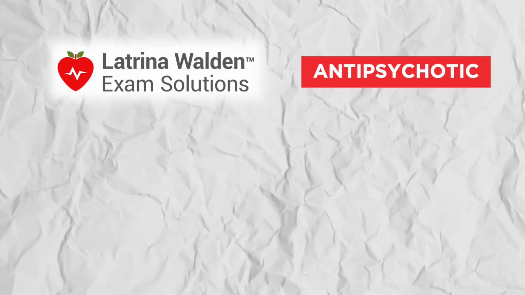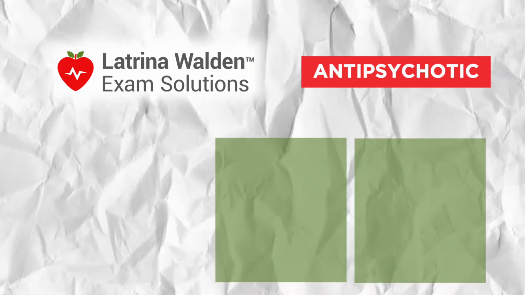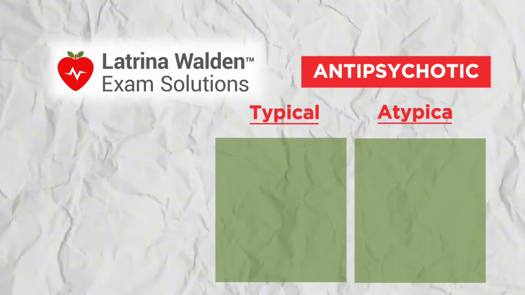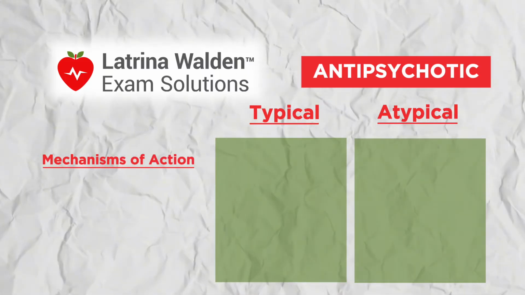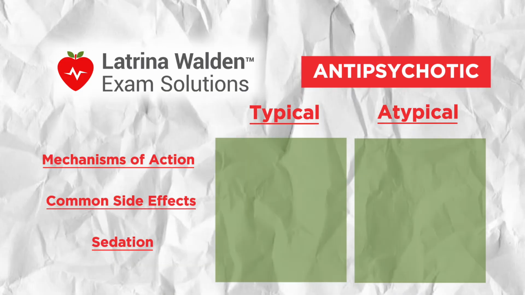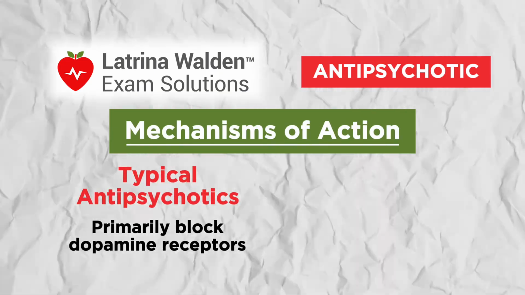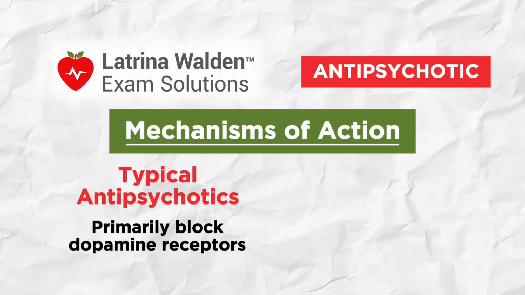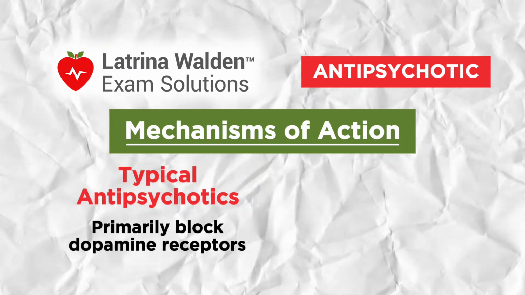Second, we have antipsychotics. We can divide it into two rows labeled as typical and atypical antipsychotics, and have three columns labeled as mechanisms of action, common side effects, and sedation. For mechanisms of action, typical antipsychotics primarily block dopamine receptors, while atypical antipsychotics block dopamine and serotonin receptors.